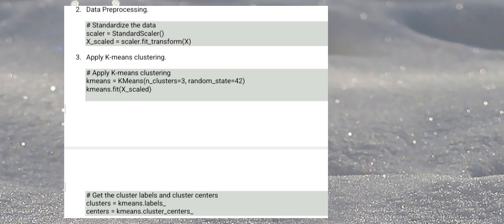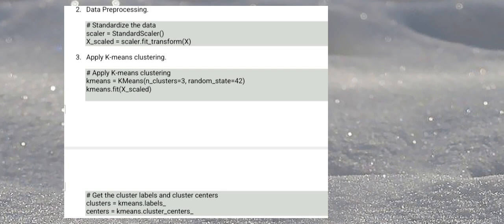Data preprocessing or standardization. scaler equals StandardScaler. This scaler transforms data such that its mean is 0 and its standard deviation is 1. X_scaled equals scaler.fit_transform(X). The fit_transform method first calculates the mean and standard deviation of each feature in X and then applies the scaling transformation to X.